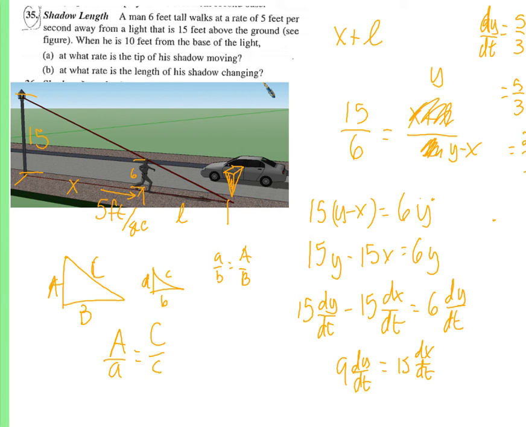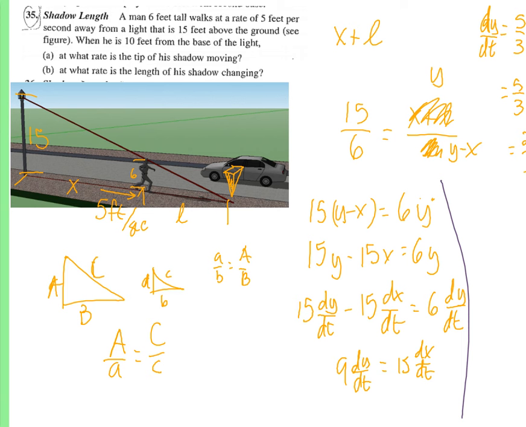Well, now we know dy/dt. We know dy/dt is actually a constant all the time. So can we write another equation that involves L? We already did write an equation that involves L and x, didn't we? We could just rewrite that one. 15 over 6 equals x plus L over L? But it doesn't involve y, so it's not going to involve dy/dt. It's got to involve L and y. Can we involve L and y? L plus x equals y.